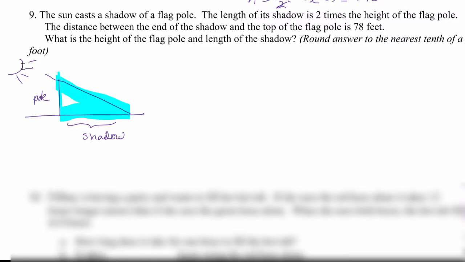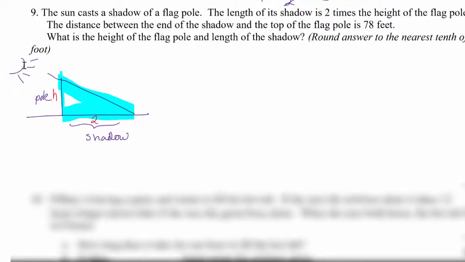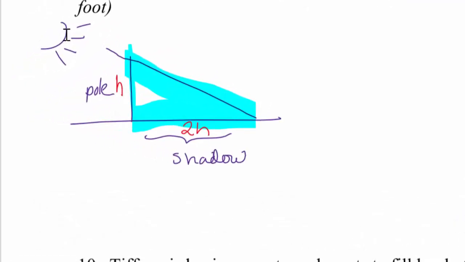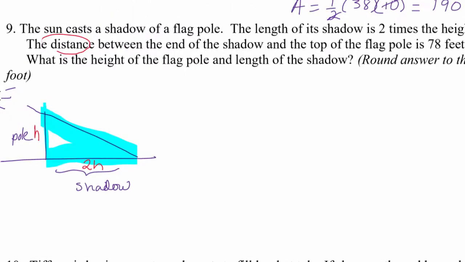Okay, there's our triangle. And it's telling us that the length of the shadow is 2 times the height of the flagpole. So we do not know anything about this height. So let's call that h, H for height. And then the length of the shadow, well, that's this side, this horizontal, and it's 2 times the height of the flagpole. So 2h. Then it says that the distance between the end of the shadow, which is here, and the top of the flagpole, which is here, is 78 feet. So now if you recognize a right triangle, you're right.